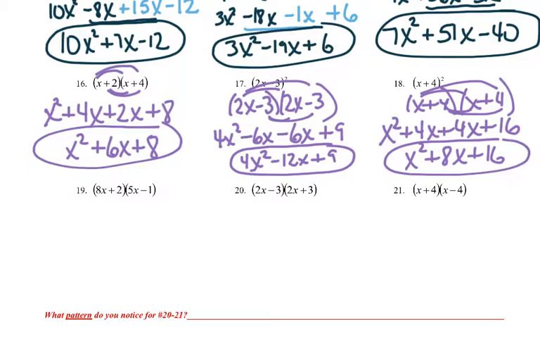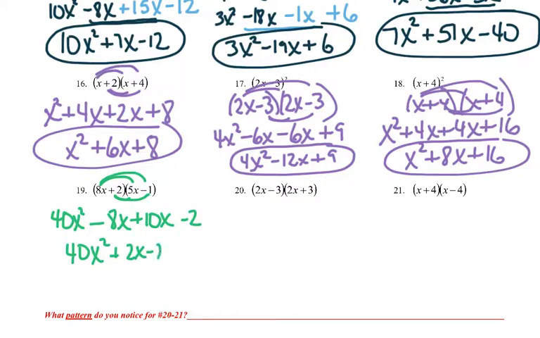One more here, one more row really. 8x times 5x, 40x squared. Outer term is negative 8x. What's the inner term? Right, 10x, and the last term is negative 2. So 40x squared plus 2x minus 2.